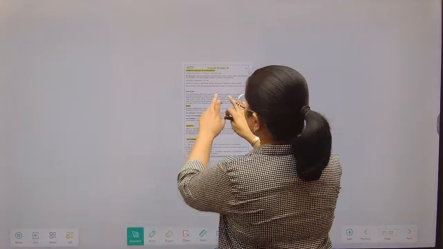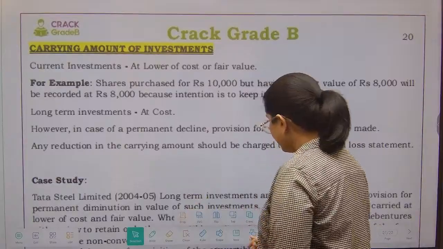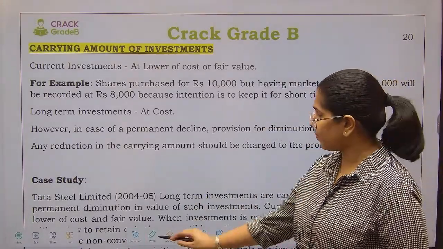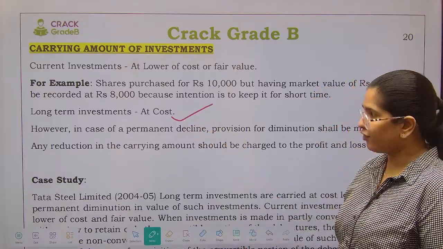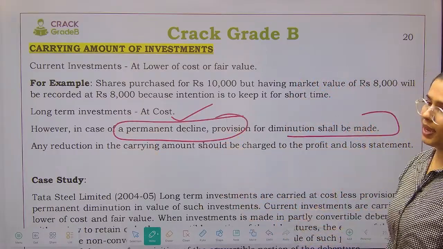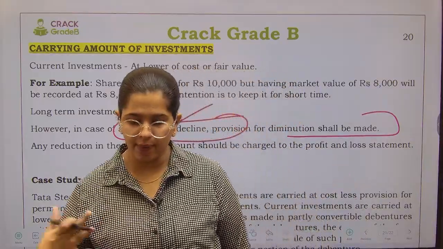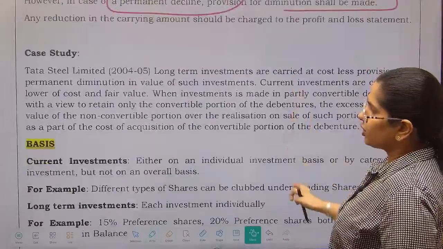Now, what is the carrying amount of such investments? किस amount पे आप carry करोगे? So, current investments need to be carried at lower of cost or the fair value, दोनों में से जो भी कम हो, and long-term investments have to be valued at cost. But if there is any kind of permanent decline, so you need to make a provision for diminution. मतलब अगर permanent decline है तब आपको फिर value कम करनी पड़ेगी. That is one thing.